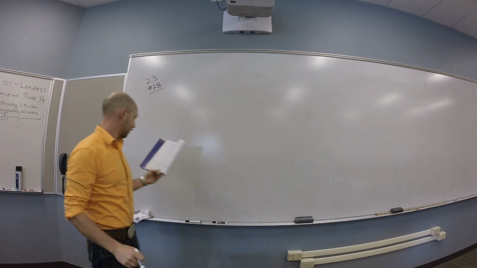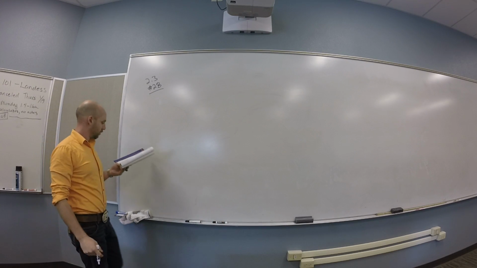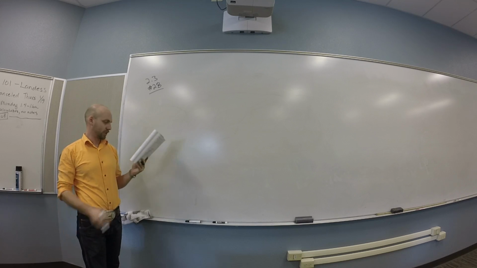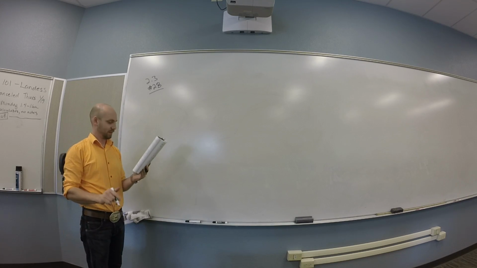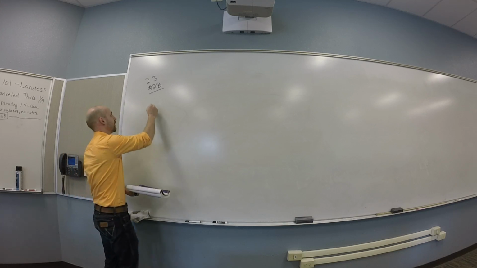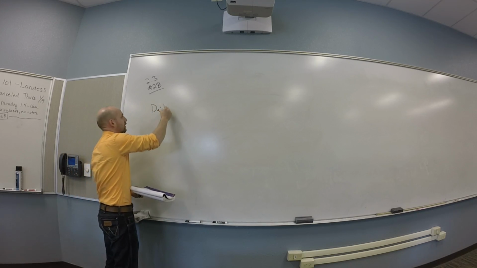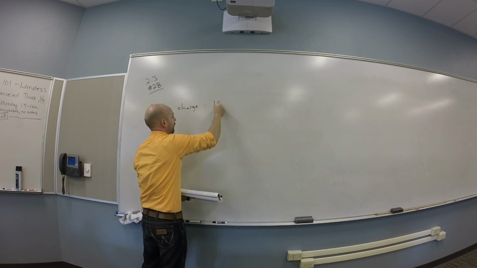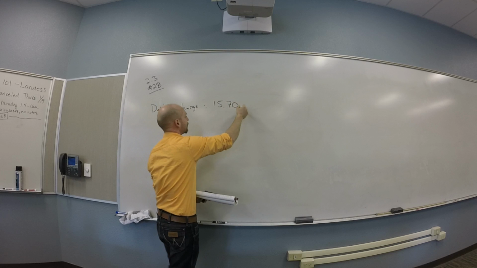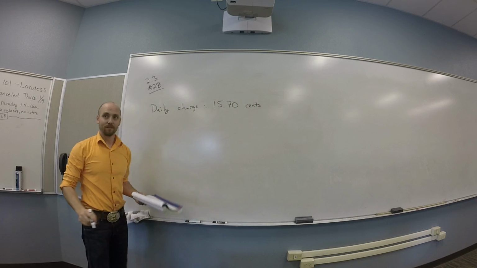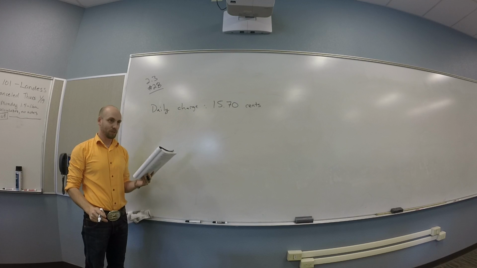Okay, so let's talk 2.3, number 28, which says Seattle City Light charges residents for electricity on a daily basis. There's a basic daily charge of 15.70 cents, which is kind of fundamentally confusing of them, right?